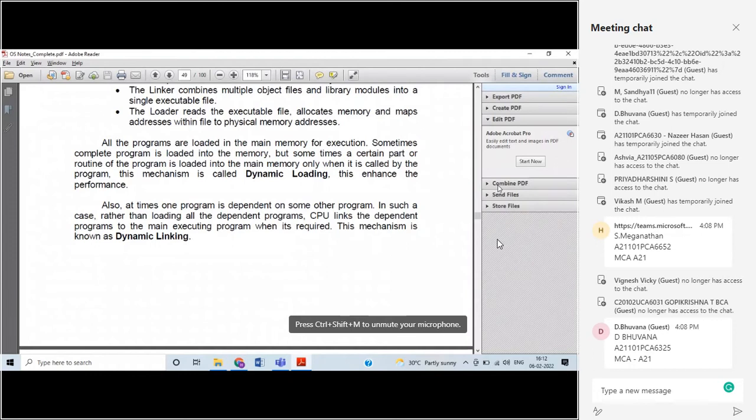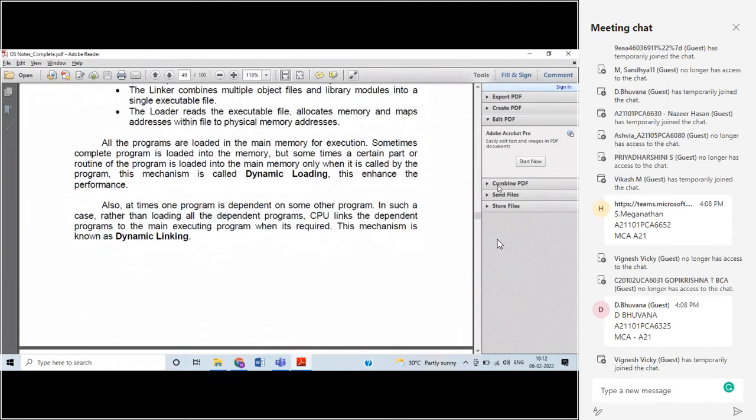So in our main program, we don't write the functions. The functions will be written separately. So whenever we need the function, only at that time the main program will call the function. At that time only that function will be loaded in the main memory. This is called dynamic loading.